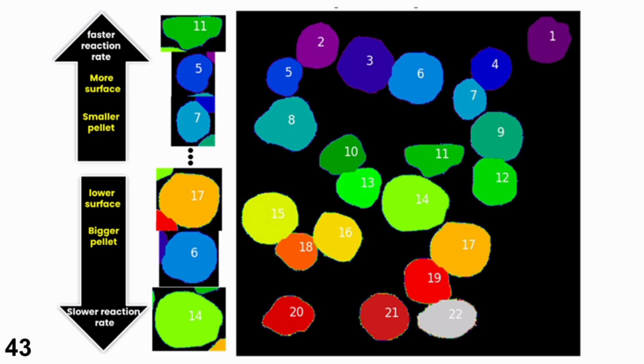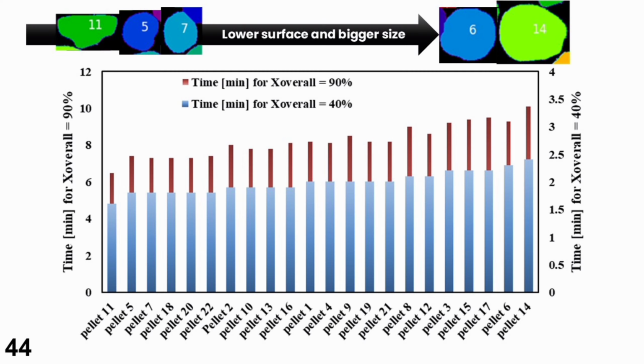In these simulations, when we use watershed segmentation, we were able to incorporate their actual size into the simulation. As shown here, for example, 22 pellets have been identified, with pellet 11 having the largest surface area, resulting in the highest reaction rate. Additionally, the pellet size is also evident here, as pellet 14, being the largest, requires more diffusion, leading to a slower reaction rate. Here, the comparison of reaction times is shown, with pellet 11 having the fastest reaction and pellet 14 taking the longest time.